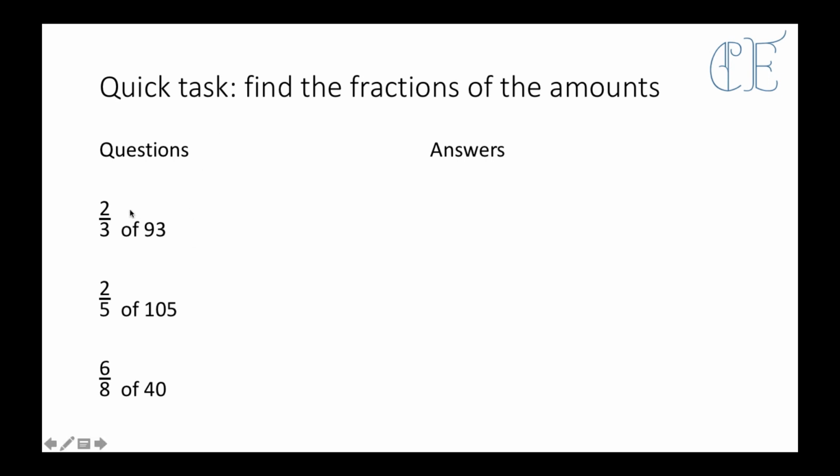Okay, if you've paused the video, and you've had a go, let's go through the answers. 2/3 of 93, so 93 divided by 3 and then times by 2 gives us 62. 2/5 of 105, 105 divided by 5 times by 2 gives us 42, and then 6/8 of 40, 40 divided by 8 and then times by 6 gives you 30.